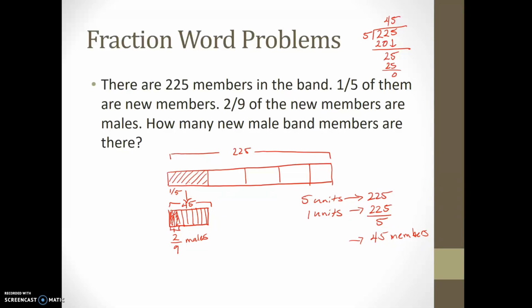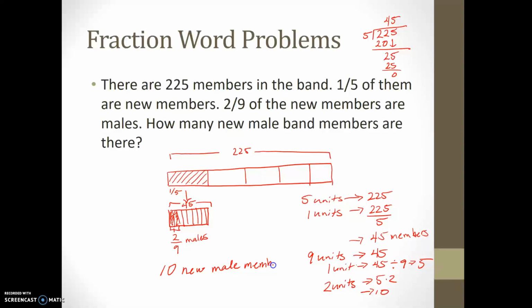And what I can do now is use the unitary method again and solve for 9 units, because I have 9 units down in that drop bar. So 9 units equals 45. 1 unit equals 45 divided by 9. And we're going to solve for 2 units. 45 divided by 9 is 5. So 2 units equals 5 times 2, which equals 10. So there are 10 new male members.